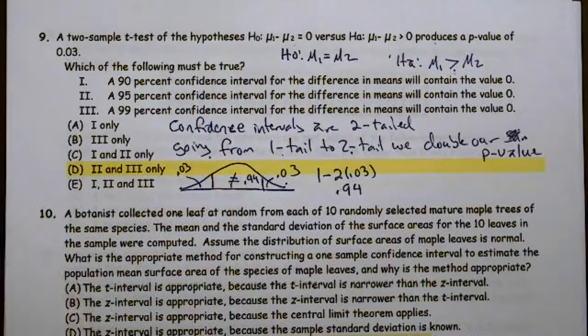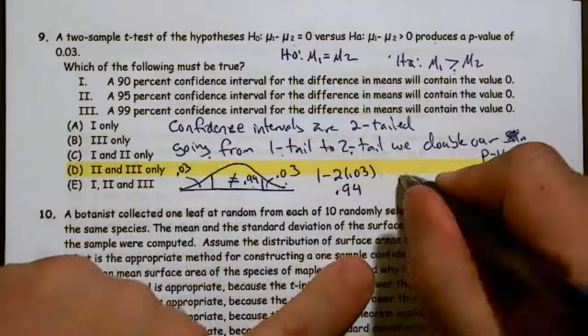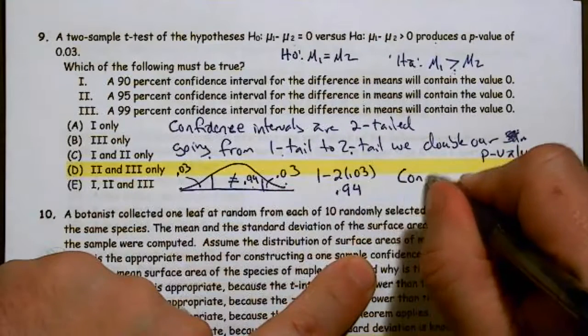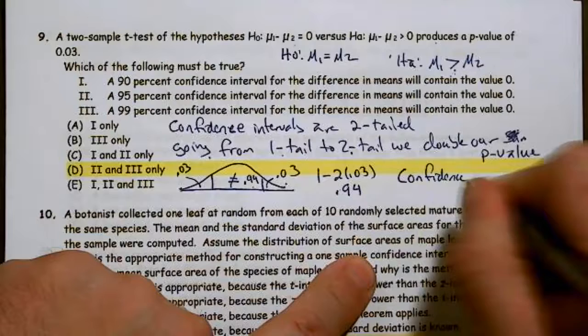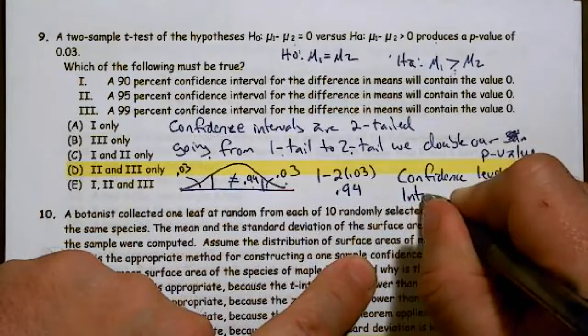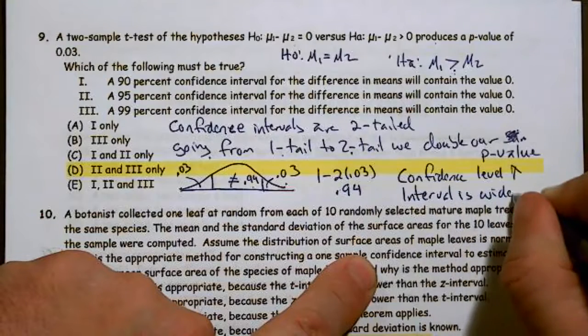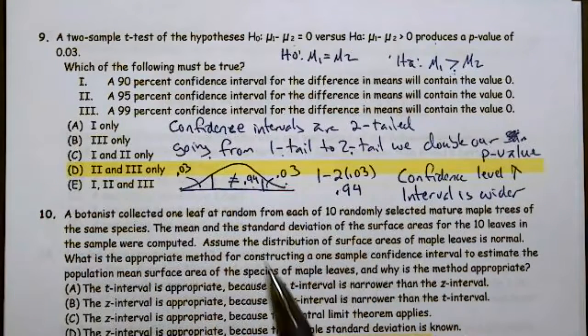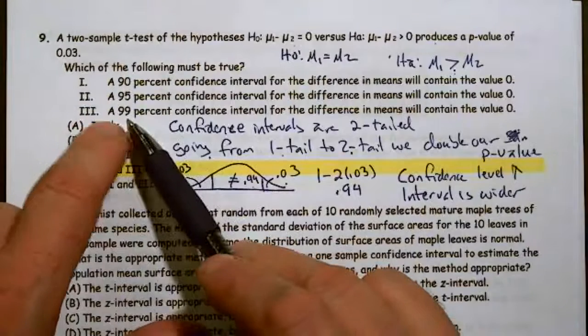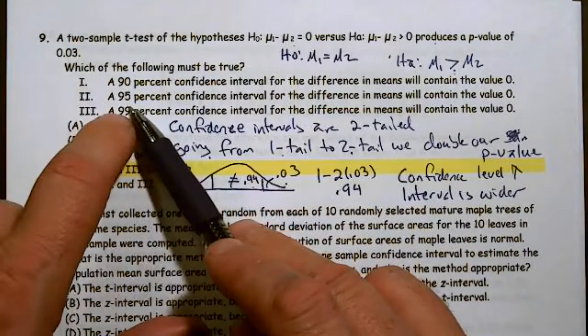Please remember, as the interval gets wider, as our confidence level goes up, the interval goes wider. So this means confidence level 95 and 99 are the widest, or 90 is the narrowest, then 95, then 99.